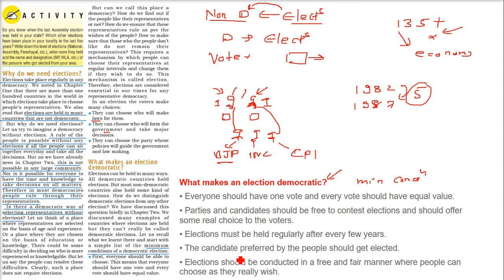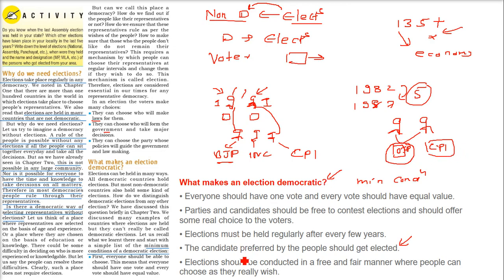The candidate preferred by the people should get elected. Say I am selecting the BJP candidate, and you are also selecting BJP, but in the result a CPI member is elected. This is not a fair way. If you are giving the vote to BJP, only the BJP candidate should win, not the CPI. So there should not be any malpractices.